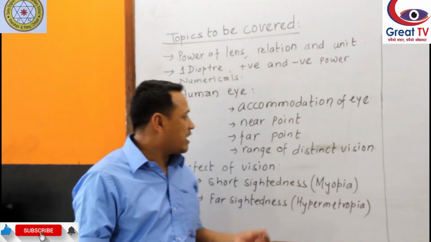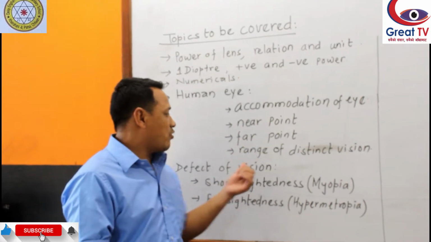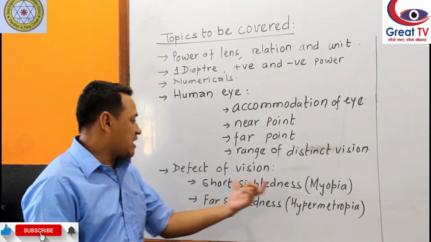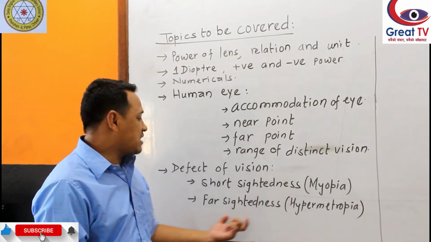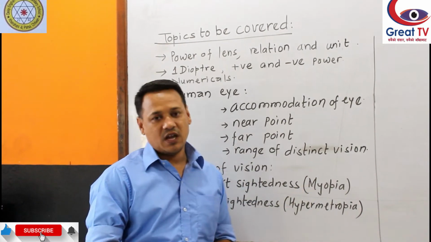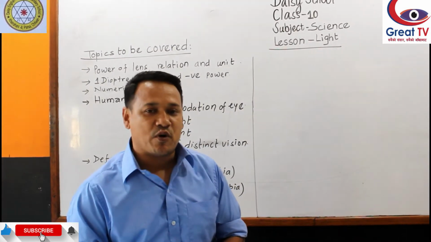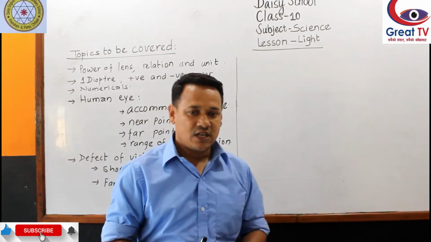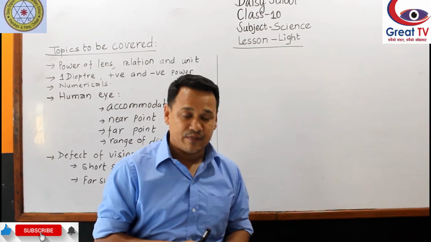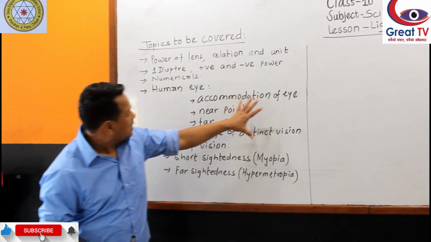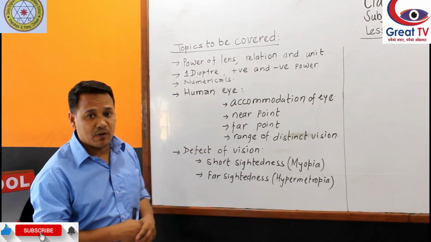Like accommodation of eye, near point, far point, range of distinct vision, similarly defects of vision, short-sightedness or myopia, far-sightedness or hypermetropia. These are the remaining parts of the light lesson, and these are very important. The first part we have finished, that is related to the ray diagram, and the second part we are going to discuss is the human eye.